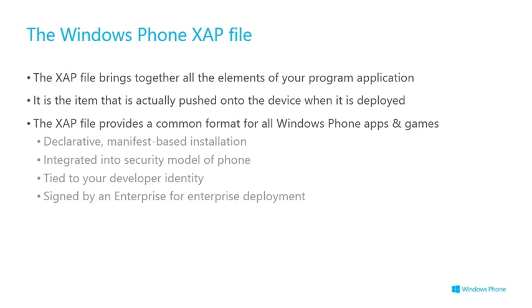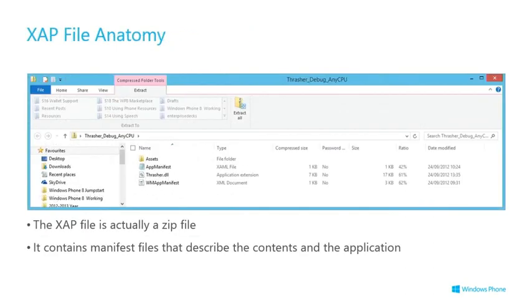This is where it gets exploded, and all the content files, images or anything else that you've put in your project as content, this is where they get placed. But how does it get there? What's the packaging? Well, the answer is that a ZAP file is the distributable package that you send. This is a declarative manifest-based installation, and it's got a digital signature. It's tied to your developer identity, and you can also sign these by an enterprise for enterprise deployment. But the ZAP file is the container that you ship around, and everything gets compiled into it.